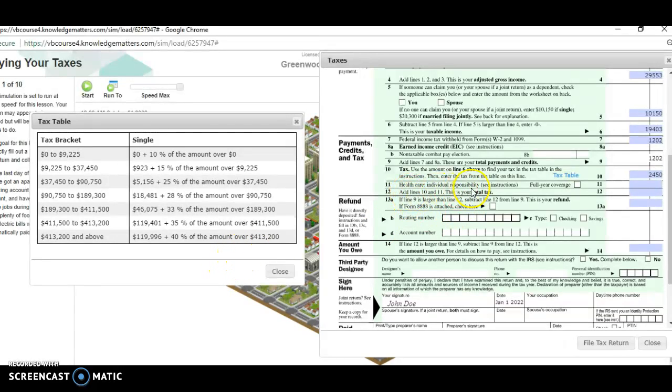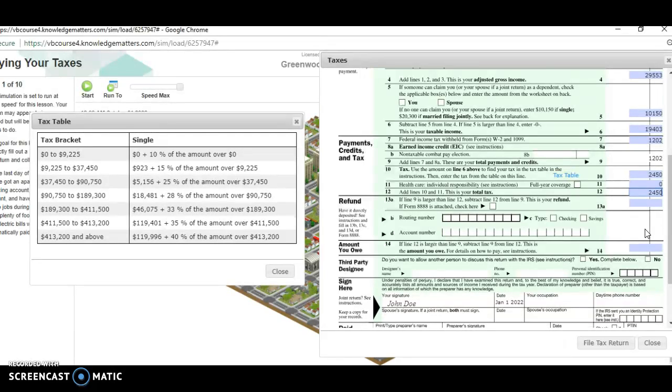Healthcare coverage is line 11, so we had healthcare coverage all throughout the year. So we do not have a penalty of any kind, so we're going to put a 0 here. And line 12 is just going to ask us to add lines 10 and 11 together for our total tax, which was $2,450.